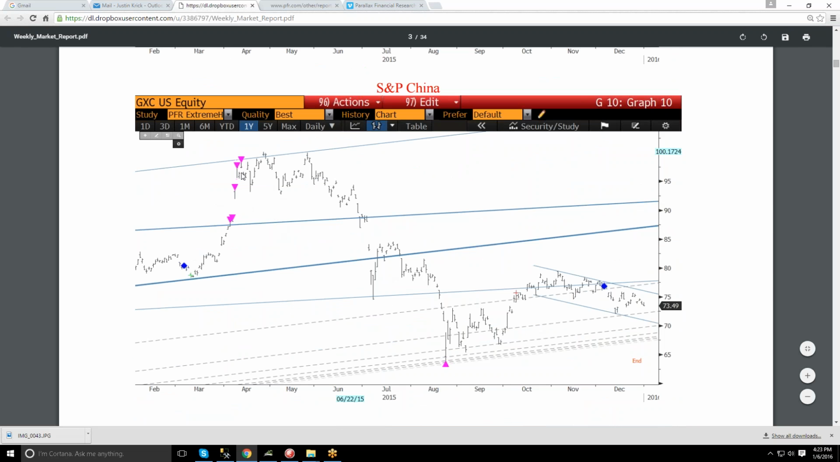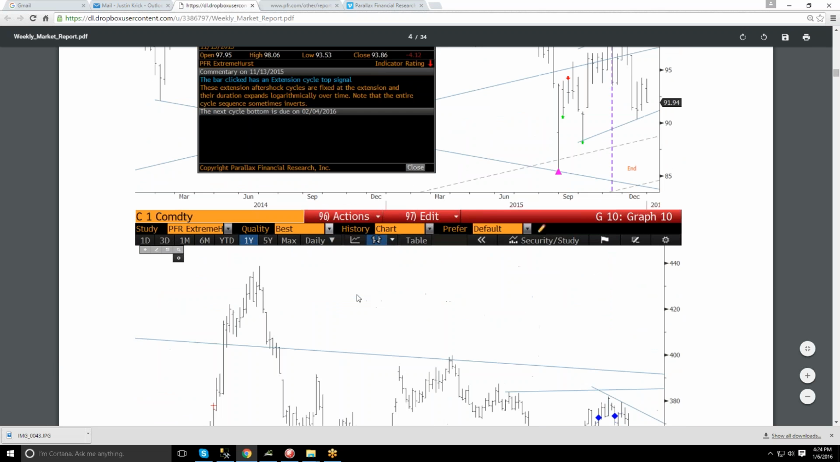Here's an example of the Chinese index when it started getting these top extension. It very, very accurately predicted that this market was going to have a sideways period and then also a reversal. So the uptrend ceased to continue and it reversed after these points started to happen.